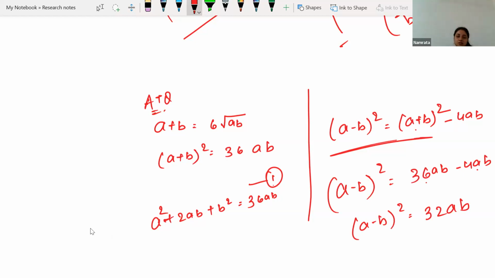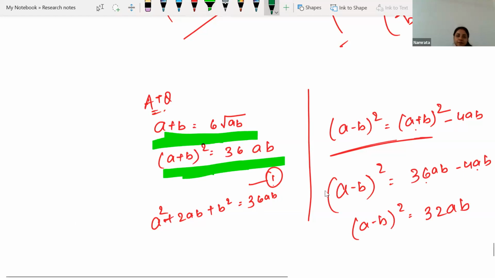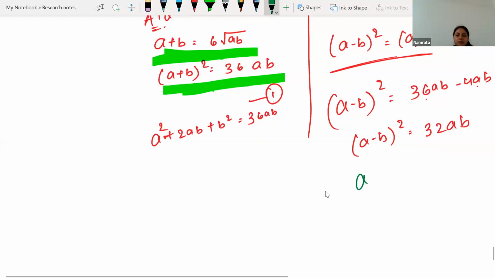So from here, a minus b whole square, can I say a plus b whole square means 36ab minus 4ab. So a minus b whole square will be 36 minus 4, that is 32ab, right, Lina? Yes, ma'am. Okay. So a plus b whole square we are having in hand, this much. This information we are having in hand. And from here we can write a minus b will be root 32ab, right, Lina?